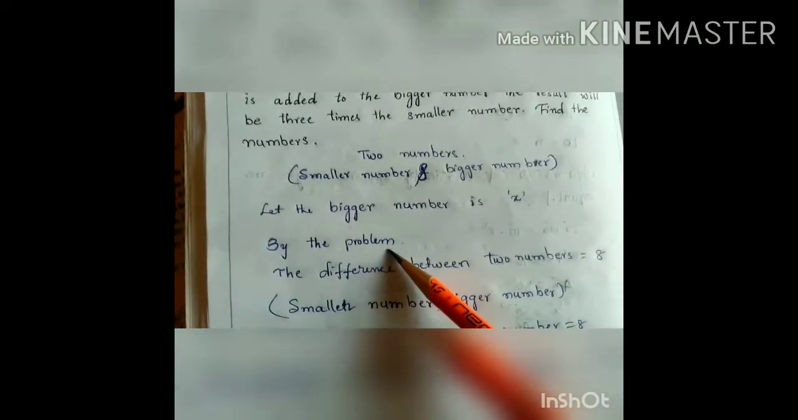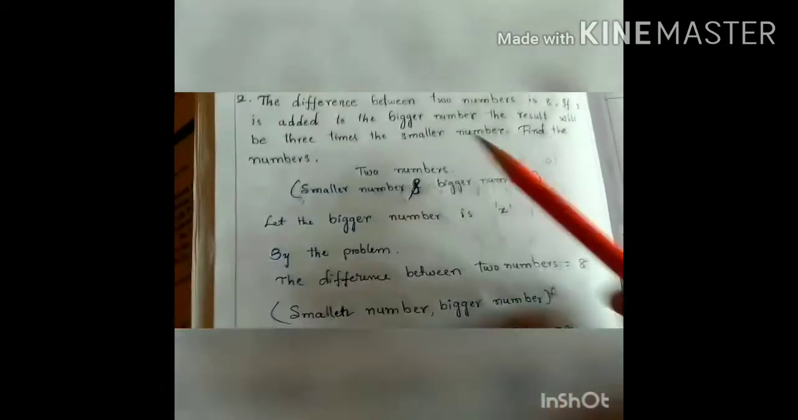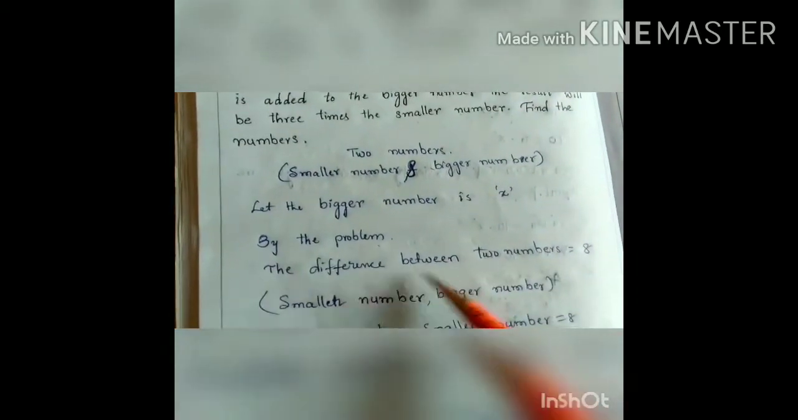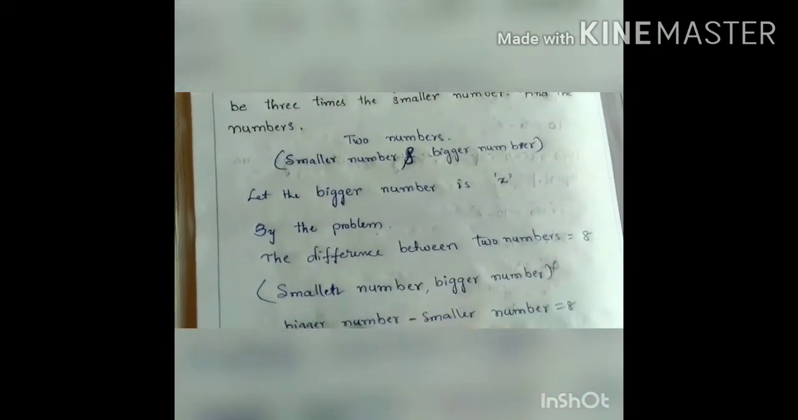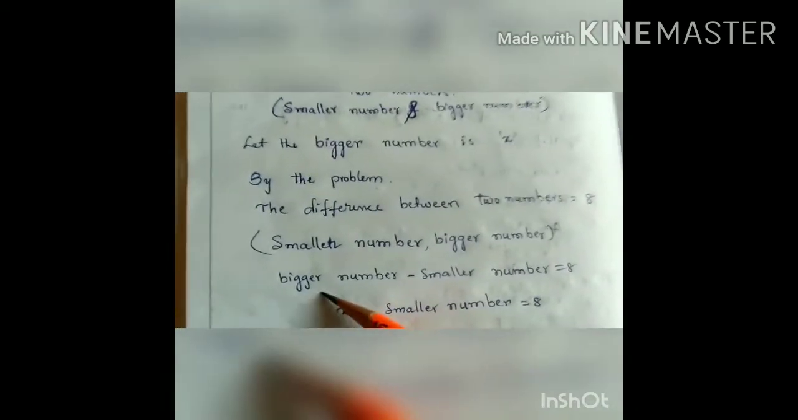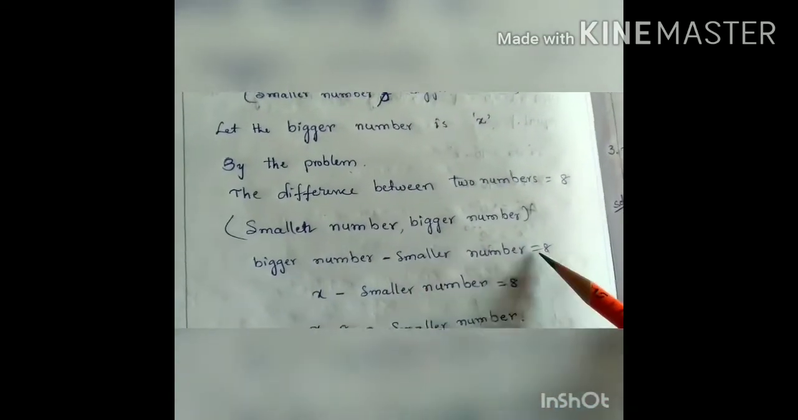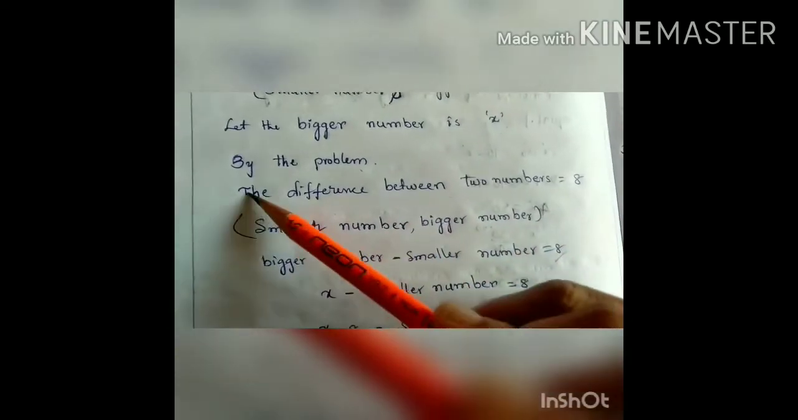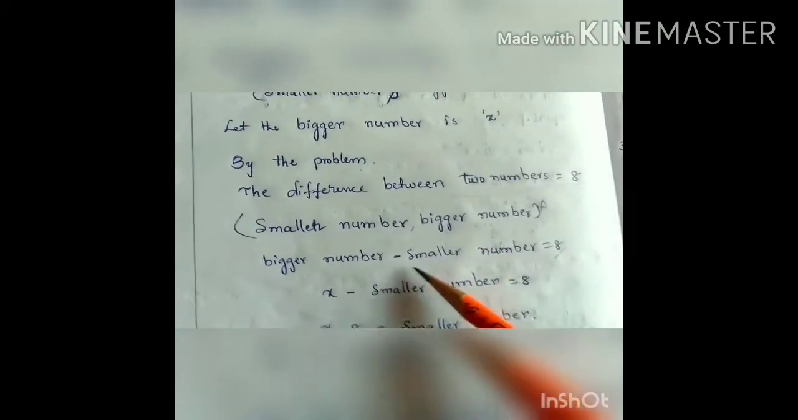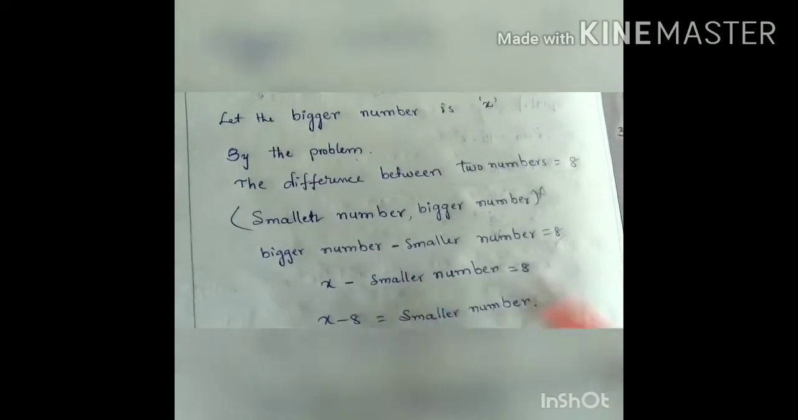By the problem, the difference between the two numbers equals 8. Here, difference of two numbers means the bigger number and the smaller number. Difference means subtraction. So bigger number minus smaller number equals 8.